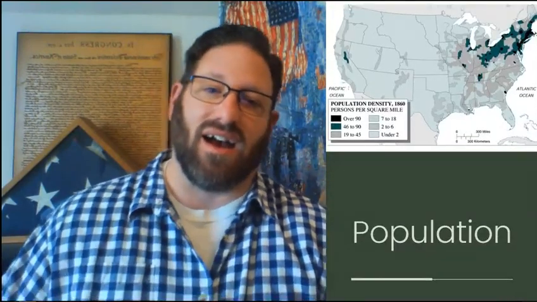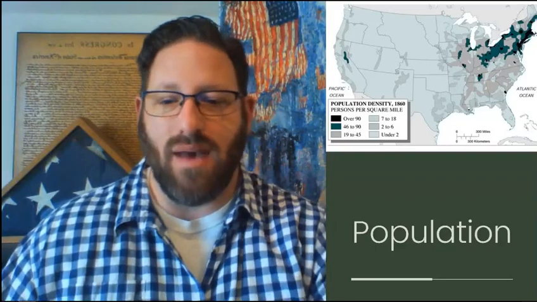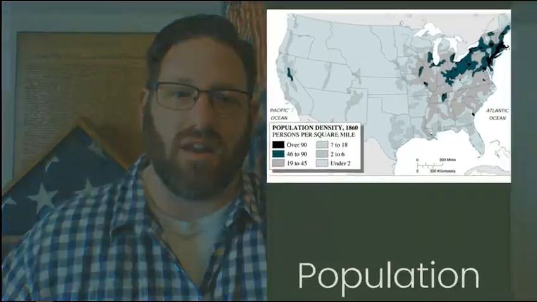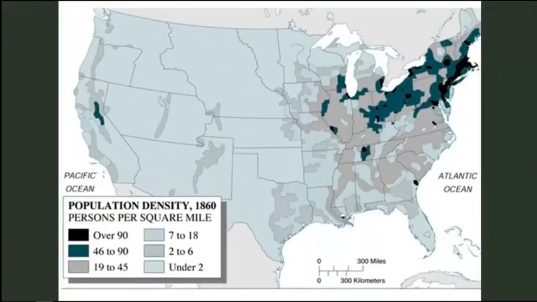Next thing, major advantage in the North is population. We have a massive population. In fact, I'm going to zoom in here on this, the population density in 1860. It shows you roughly how many people there are per square mile, but the darker the color, obviously the more densely populated it is. And so what we can see is that the North is almost entirely far more densely populated than the South.